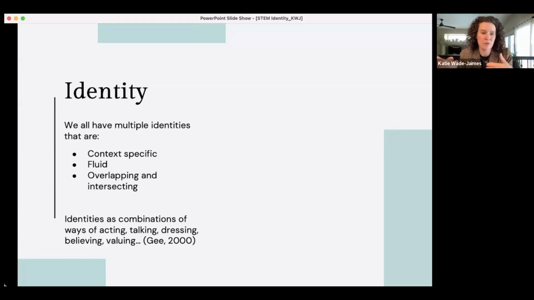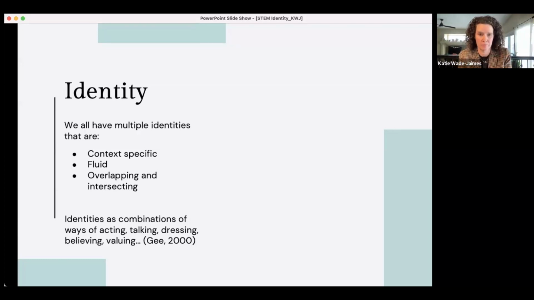And these identities are all fluid, right? So they can change, they can intersect, they can overlap. At any moment, I might be enacting one or more different identities. When we think of identities today, we're thinking about what is that combination of how I'm acting, I'm talking, I'm dressing, the things I'm thinking and valuing that is indicating that I want to be seen as a very specific type of person.